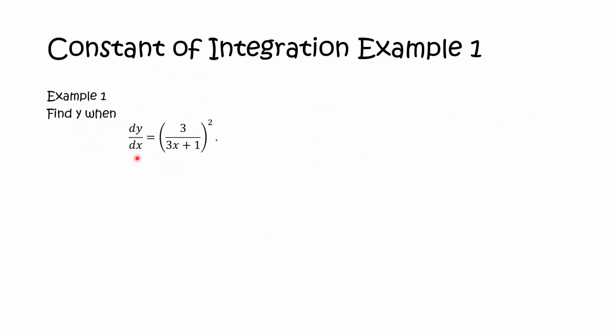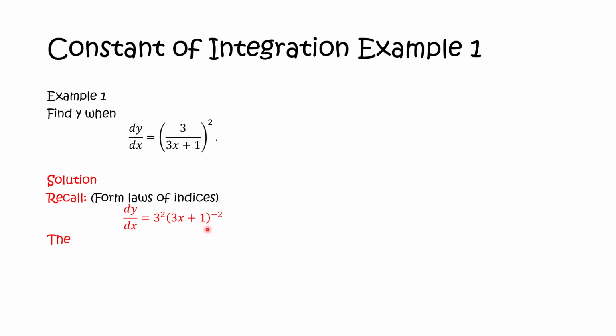Find y when dy/dx is 3 divided by (3x + 1) everything squared. The solution. We recall from the laws of indices that our dy/dx can actually be expressed as 3 squared times (3x + 1) raised to the power minus 2. Why? Because it's easier to integrate such an expression written in that particular form. Then we would have our y being equal to the integral of that new dy/dx form.